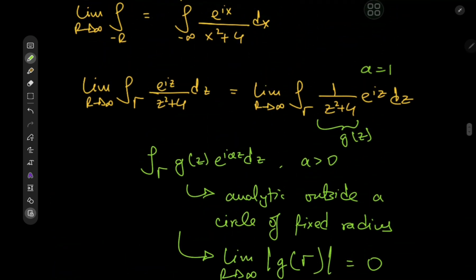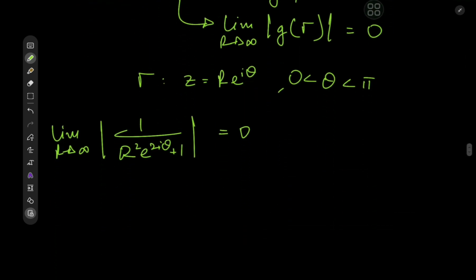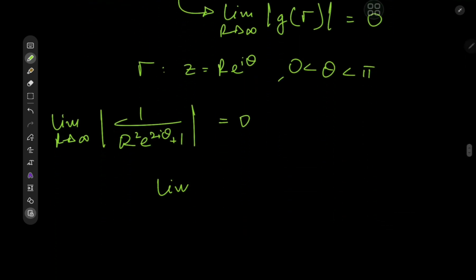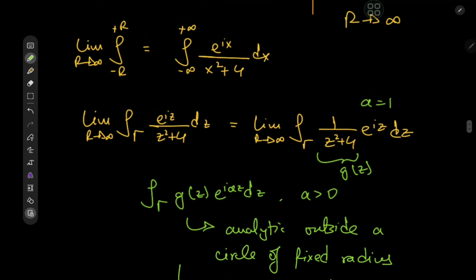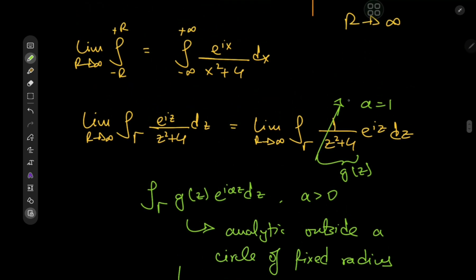So that means our integral over gamma does indeed fit the bill to apply Jordan's lemma. And the lemma states that in such circumstances, the limit as r tends to infinity of the integral over gamma of g of z times e to the iaz dz equals 0. So that means we can just crash this whole thing down to 0, which is, of course, quite convenient, because now we have the result we were looking for.